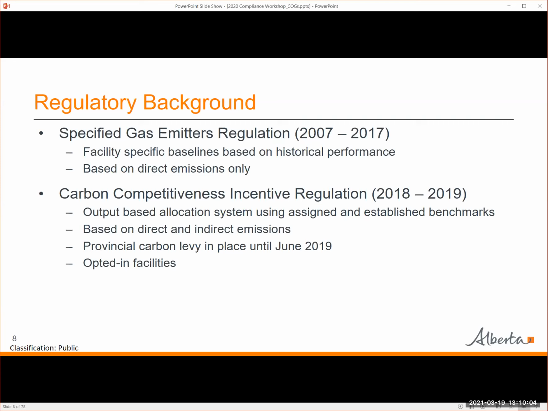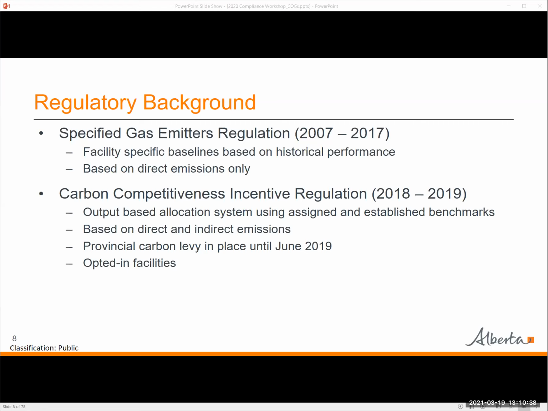Introduced in 2007, the Specified Gas Emitters Regulation was Alberta's first carbon pricing system and focused on regulating emissions from large industrial facilities. It set facility-specific baselines based on historic performance and regulated direct emissions only. Then in 2018, the SGER was replaced by the Carbon Competitiveness Incentive Regulation, which moved to an output-based allocation system using assigned and established benchmarks instead of facility-specific benchmarks.